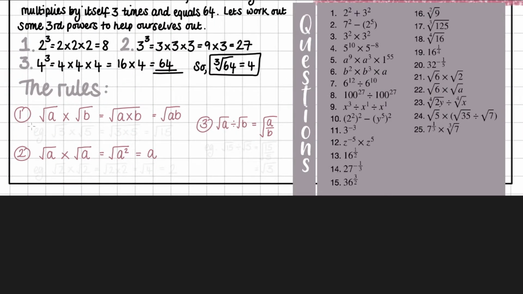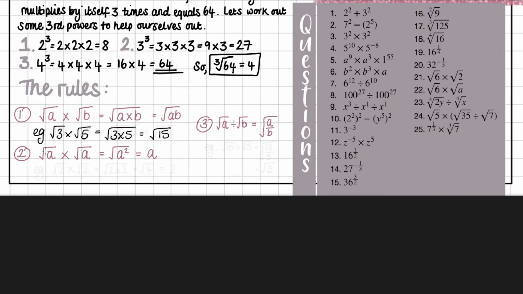There are 3 sets of rules to do with roots, a bit like above with powers. I actually find the roots ones easier to remember, and there's less of them for now. So, first rule, the square root of a times the square root of b is equal to the square root of a times b. The square root of 3 times the square root of 5, well, that is just the square root of 3 times 5, which is square root of 15.